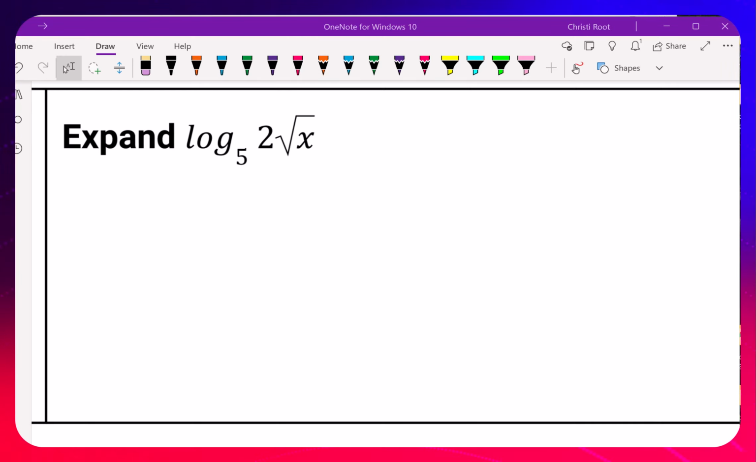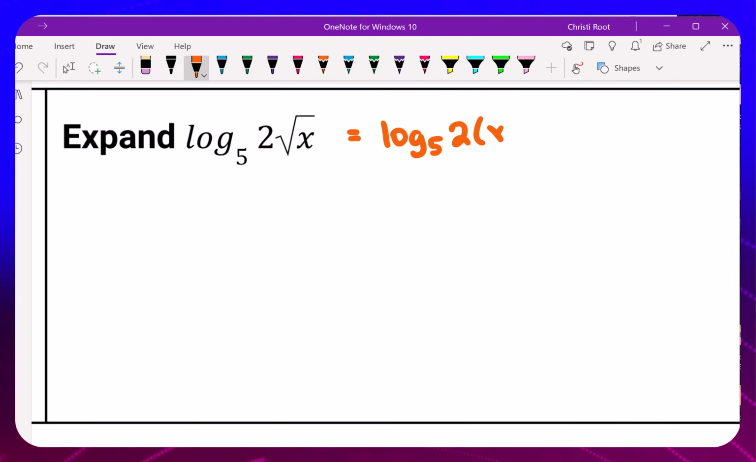So let's look at the second example. I have a product, and it looks like I need to change that square root into a power. So remember that a square root is to the power of 1/2. So this x is only to the power of 1/2, not the 2.